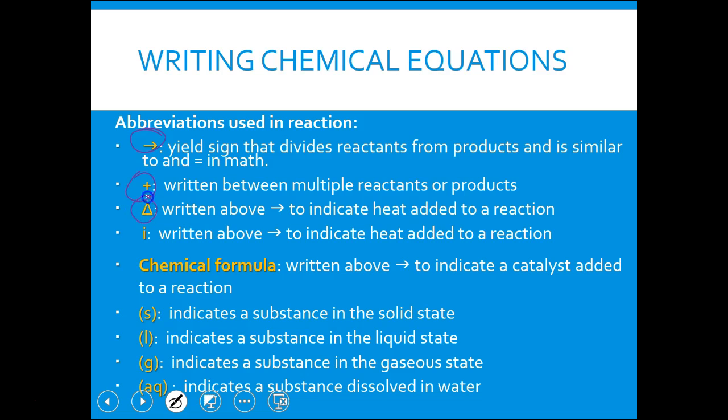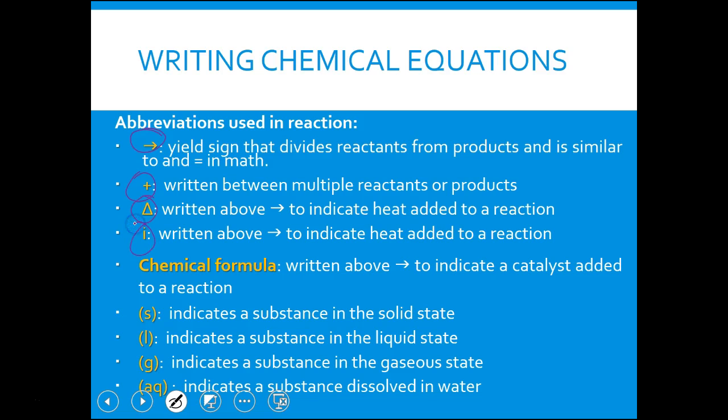The Greek letter delta, or the triangle, indicates that we've added heat to make the reaction happen. That doesn't mean a combustion reaction. Typically, I have to start it, but I don't have to add heat to get it to go and finish. I'm talking about when I put something into a test tube or into a dish and I heat it, like with a Bunsen burner. I have to add heat to get that to happen, okay?